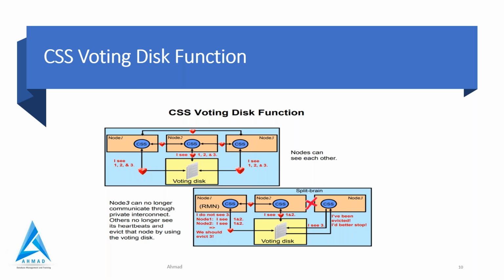So that's why node 3 can no longer send heartbeat to node 1 and node 2, and when the others can no longer see node 3's heartbeat, they decide to evict that node by using the voting disk. So when node 3 reads the removal message or kill block, it generally reboots itself to ensure that all outstanding write IOs are lost, so that corruption will not happen. Now clear? Last line, please remember that.